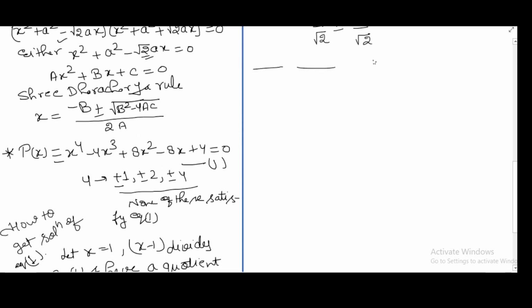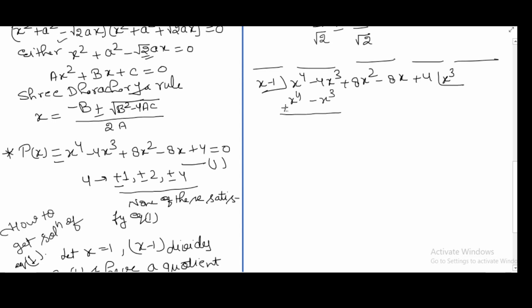So I will use beneath it now x minus 1, and p(x) is x to the power 4 minus 4x cube plus 8x square minus 8x plus 4. In order to divide it, what do we need? We need to make it x to the power 4. In order to make this x to the power 4, we have to multiply it by x cube. So I will write here x cube, then I will get x to the power 4 minus x cube.